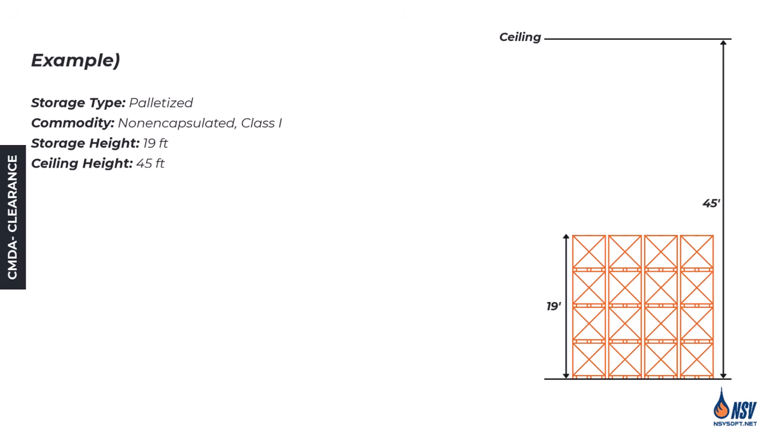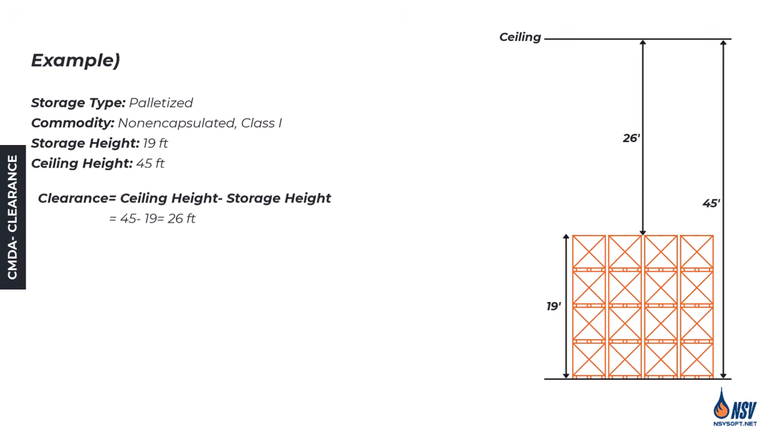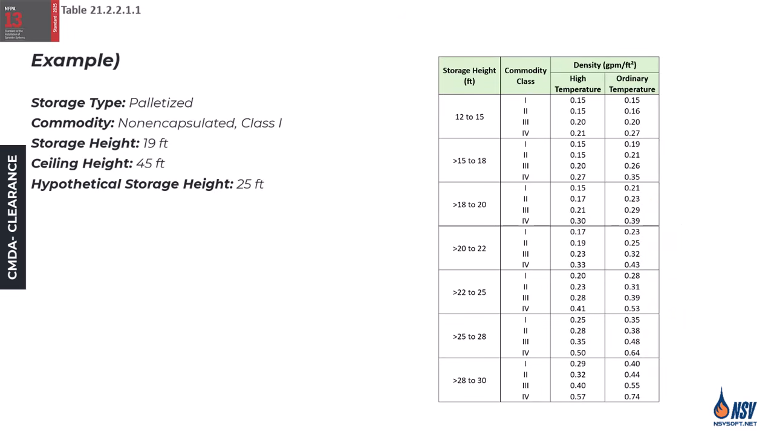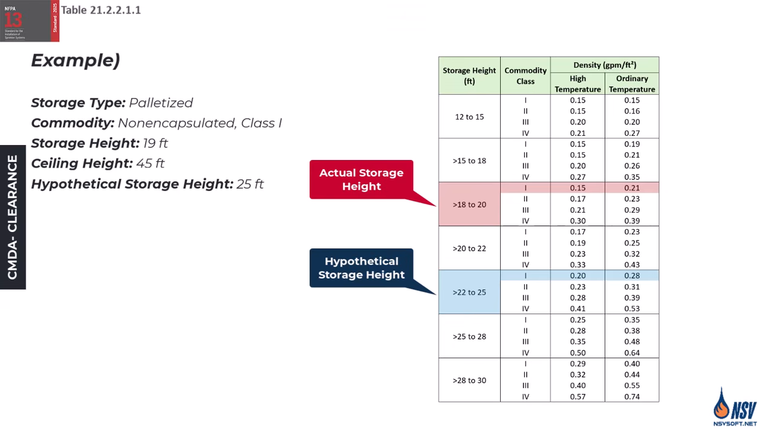For example, if we have palletized, non-encapsulated Class 1 commodities with an actual storage height of 19 feet and a ceiling height of 45 feet, our clearance is 26 feet. Because this exceeds our 20-foot limit, we must design the system based on a hypothetical storage height of 25 feet. Looking at Table 21.2211, this means that instead of using the standard densities of 0.15 or 0.21 gallons per minute per square foot for high and ordinary temperature rated sprinklers, we must apply the higher densities of 0.20 or 0.28 gallons per minute per square foot in our design to overcome that extra distance.